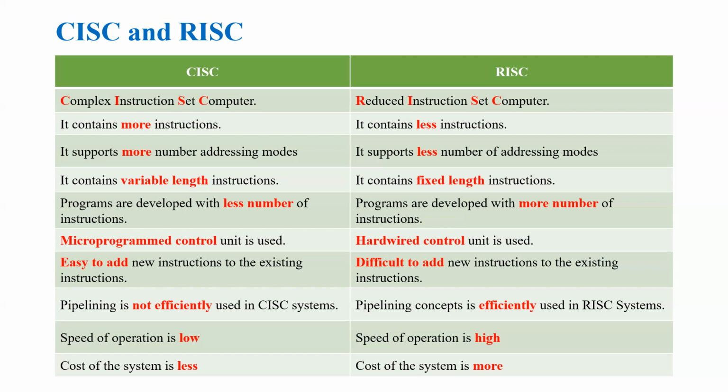Another point: in CISC, the control unit we use is a microprogrammed control unit. But coming to RISC, it contains a hardwired control unit. Once RISC has a hardwired control unit, it can generate control signals at a faster rate, so the speed of operation of a RISC system is higher. That is what I mentioned in the last but one point: the speed of operation is high. Once the control unit is microprogrammed, it can generate control signals at a slower rate, so the speed of operation of CISC is low. I mentioned that at the end.